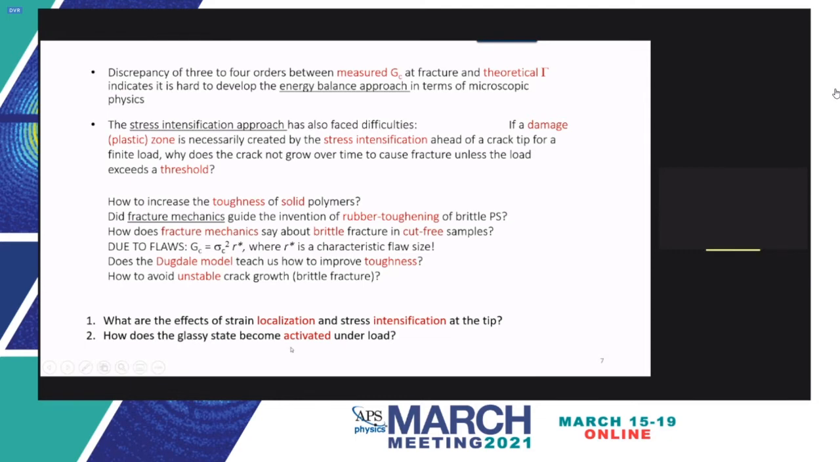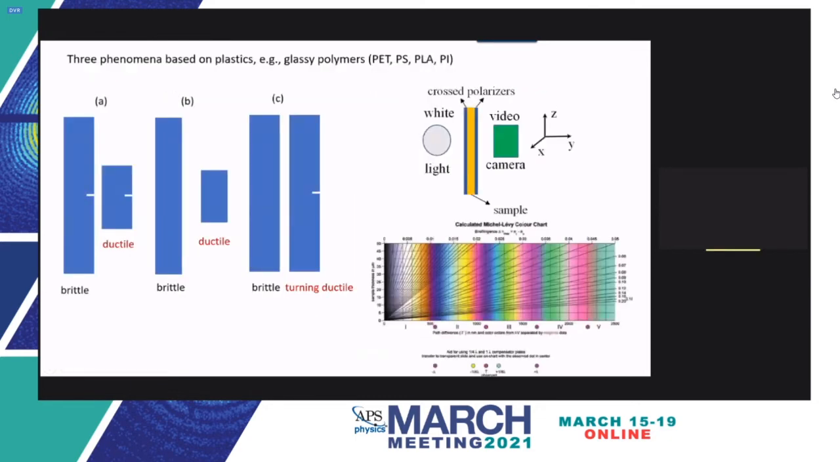So for the remaining precious amount of time, let me give you a summary of three types of phenomena that I personally don't find possible to explain using textbook knowledge or state-of-the-art understanding from fracture mechanics. Okay, so these are three.